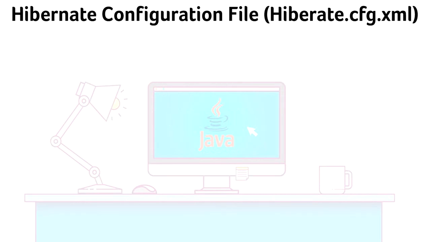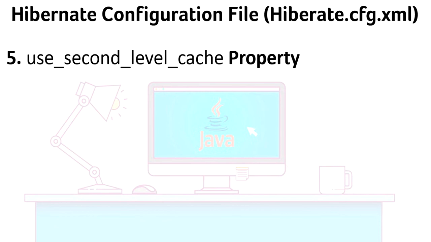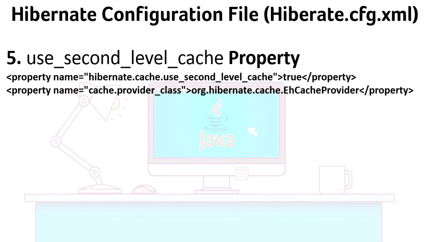Now let's check the other optional properties. First one is the use second level cache property. This is the property value which we have to give. Property name hibernate.cache.use_second_level_cache, because we have to set it true, and we have to take any of the cache providers. In the further tutorials we'll check what the second level cache is and what its use is.